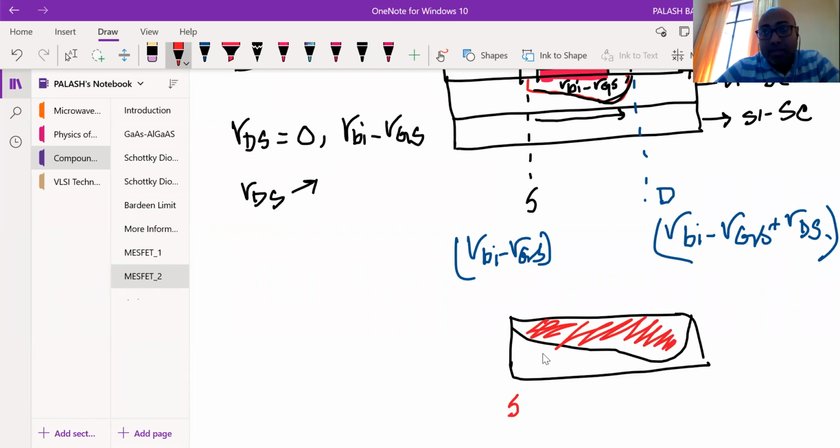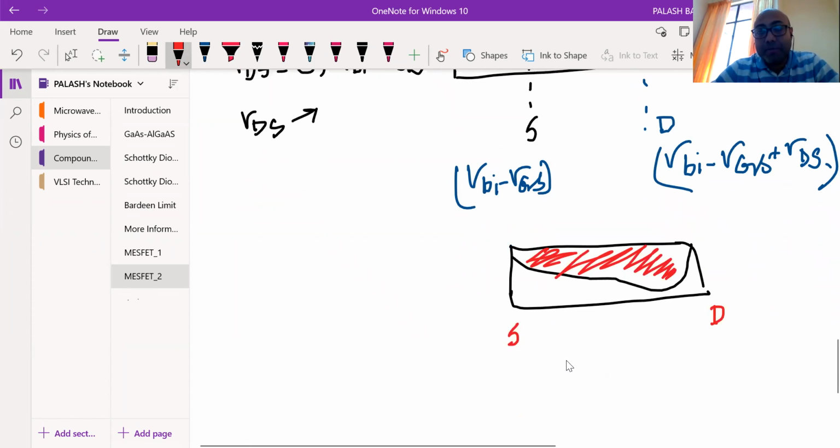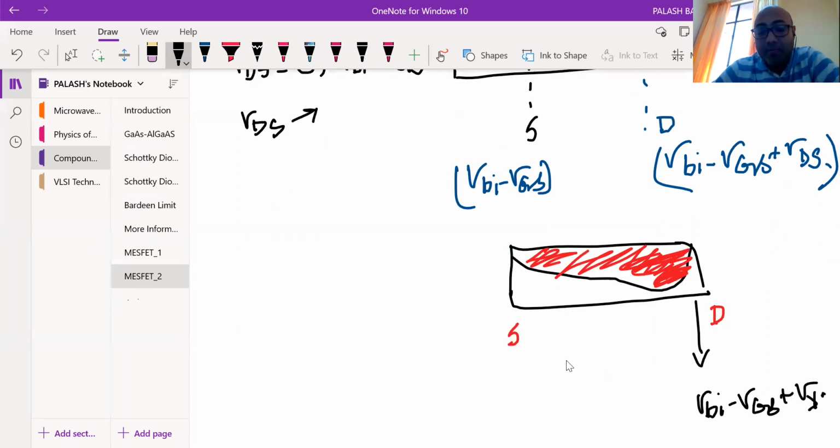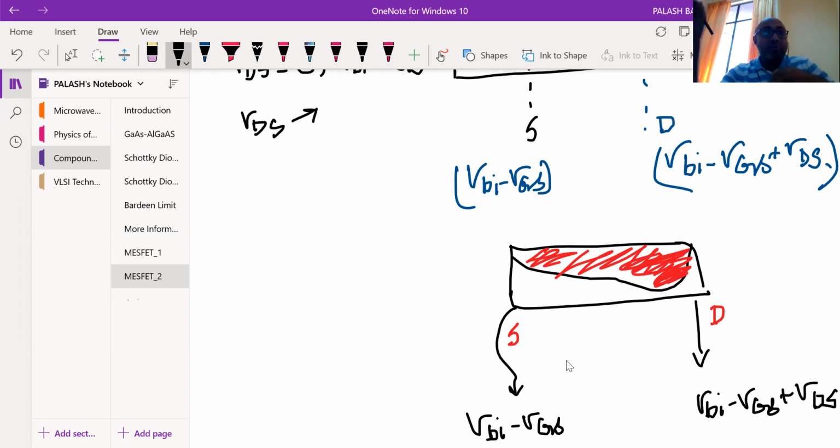So this is source side, this is drain side, okay, and across the drain side, I can write what is the voltage. So here the voltage drop is actually VBI minus VGS plus VDS, and across the source side it is VBI minus VBS, okay, because whatever voltage you are applying to the drain side, it won't have any effect on the source side. Why? Because the source side is grounded.